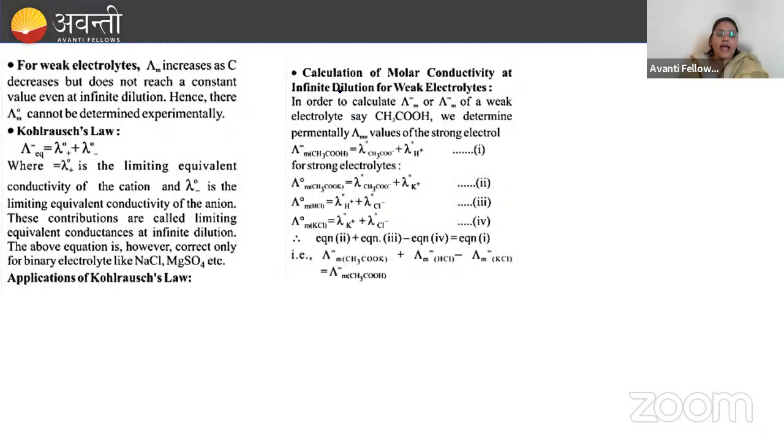For weak electrolyte, as concentration decreases, molar conductance increases, but does not reach a constant value, and that's why it is known as an infinite dilution. Okay, that is known as an infinite dilution.